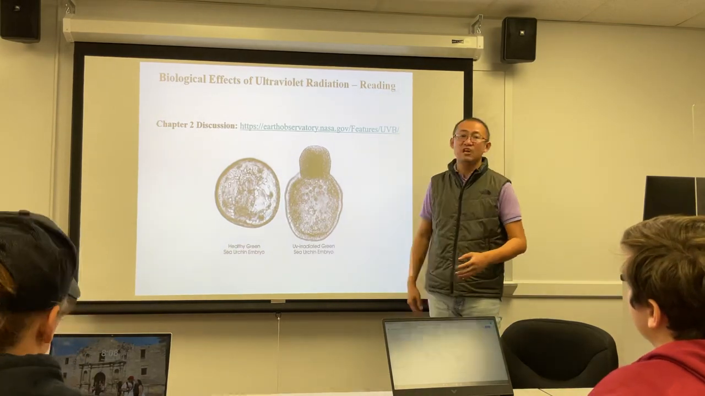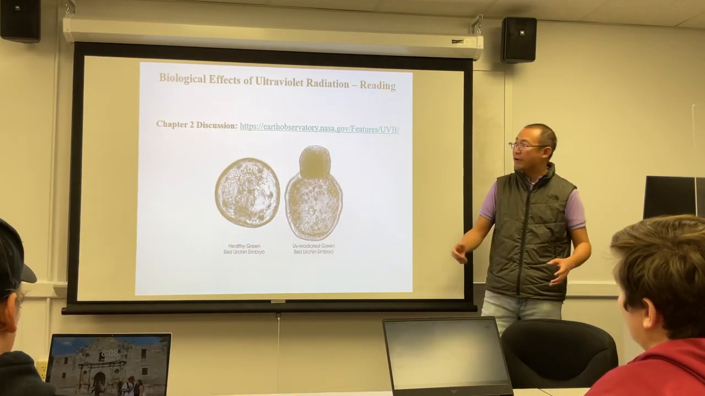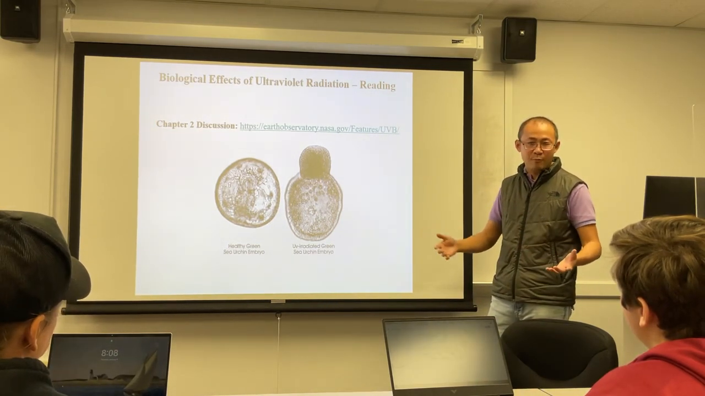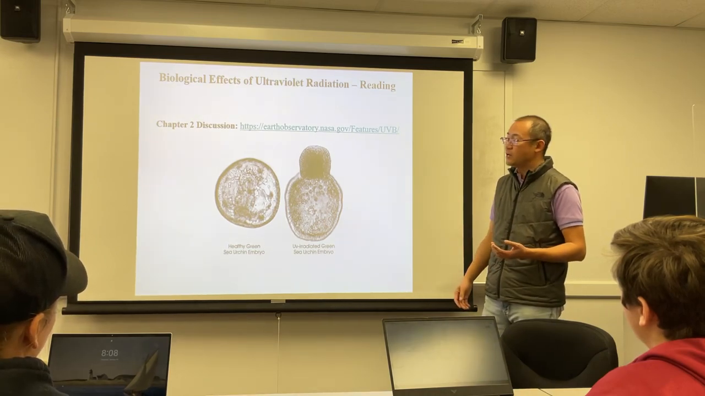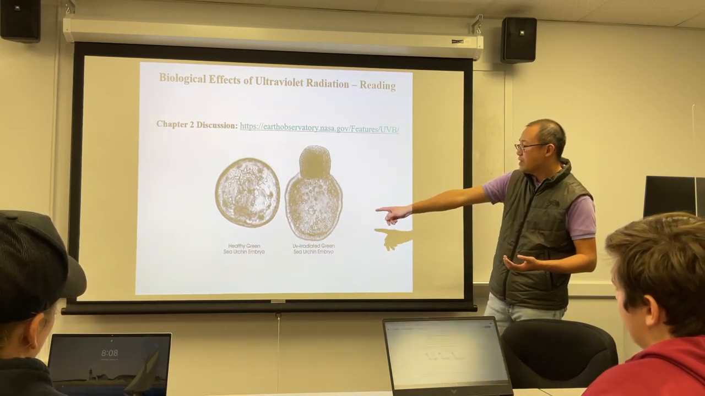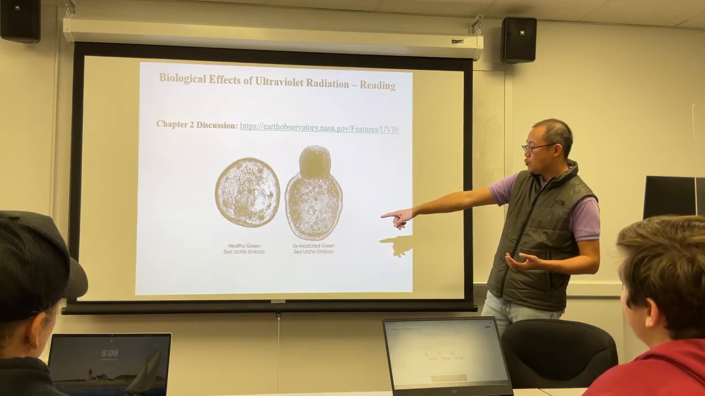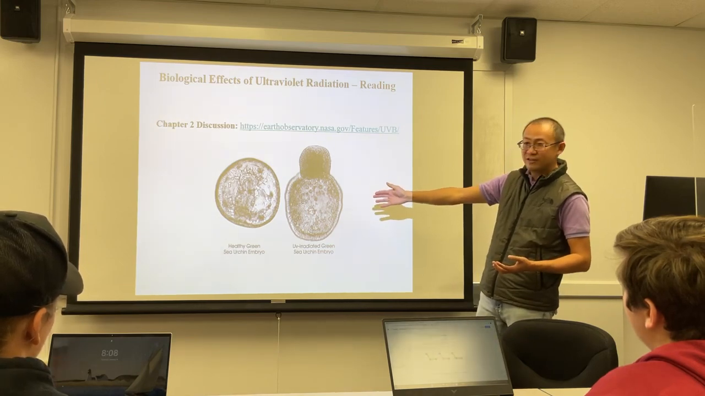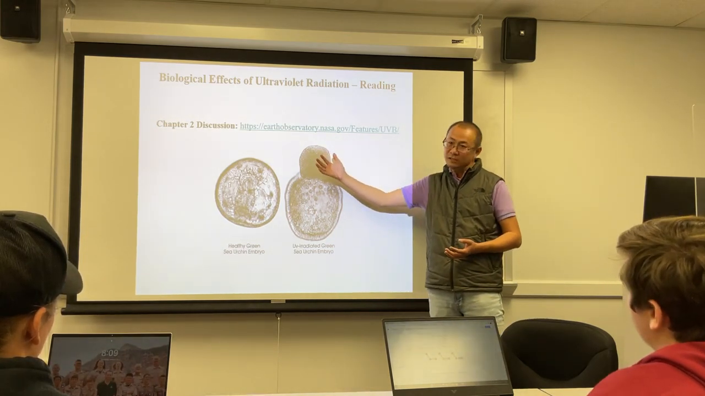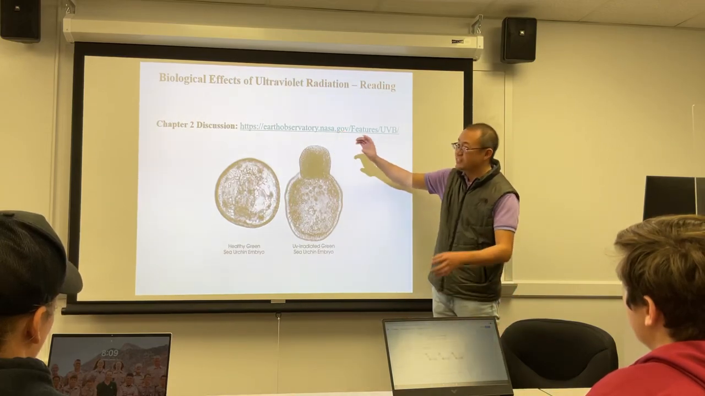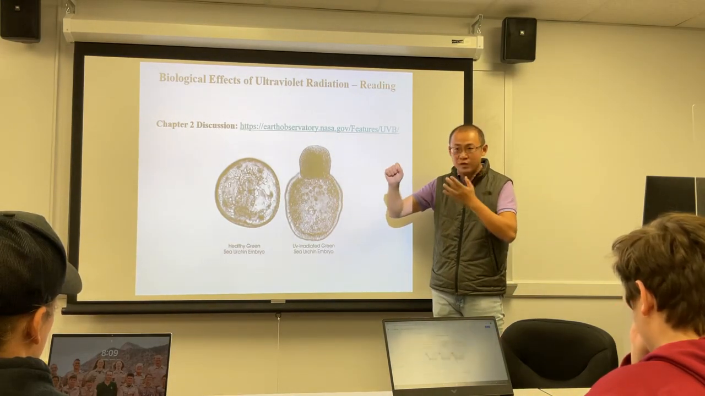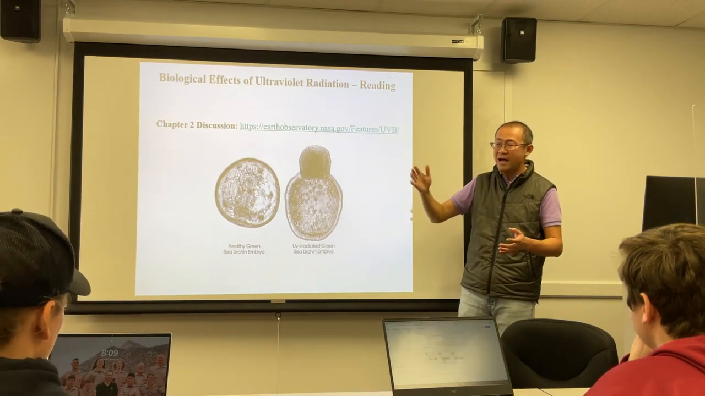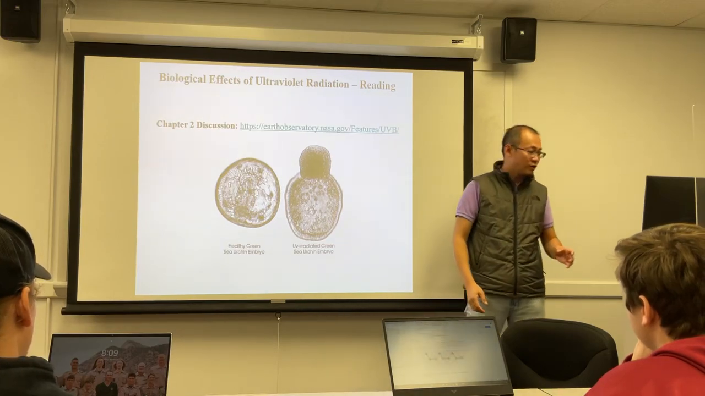This is the discussion assignment for chapter 2, showing you different types of UV and how UV interacts with biomolecules and what damage it causes. This is the picture showing a healthy green sea urchin embryo. This is the UV radiated one. You can see that something weird popped out, right? So this is a link containing pages of articles. Make sure you click next page. Don't just read the first page. It has chapters. Read all the chapters.